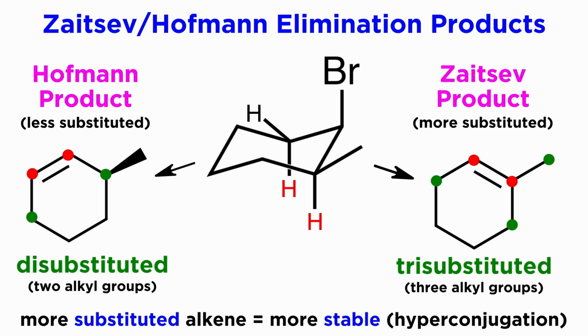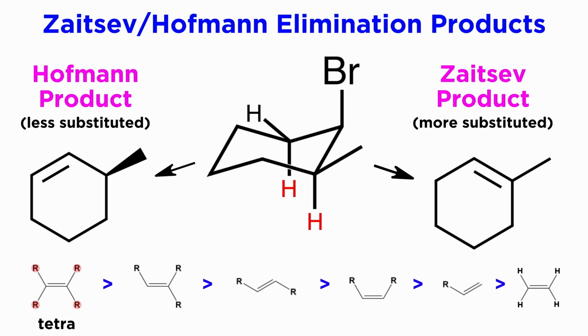Now, what we also have to understand is that the more substituted an alkene is, the more stable it is. This is for reasons similar to the way that carbocations are stabilized by neighboring alkyl groups via hyperconjugation. So tetrasubstituted alkenes are most stable, followed by tri-substituted, then trans-disubstituted, then cis-disubstituted, then monosubstituted, then unsubstituted. So remember, Zaitsev and Hofmann are relative terms, and whichever of the two is more substituted is the Zaitsev product.